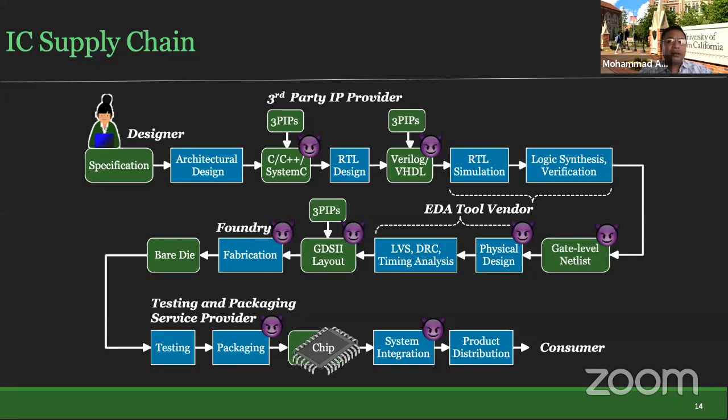No single company nowadays, Intel has some capability, but most of the companies you see around are fabless, or depend on third-party IPs or other suppliers, and there is a huge amount of connectivity and dependency in the supply chain. So anywhere in this supply chain, there can be a malicious attack in principle.